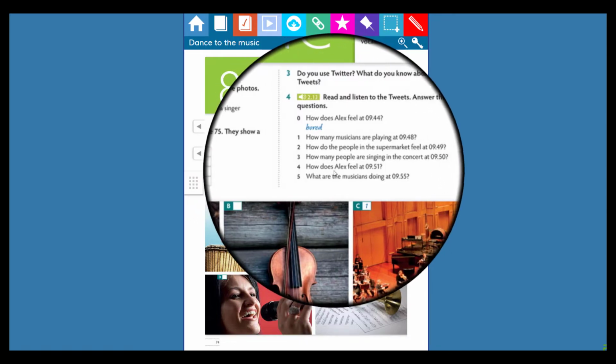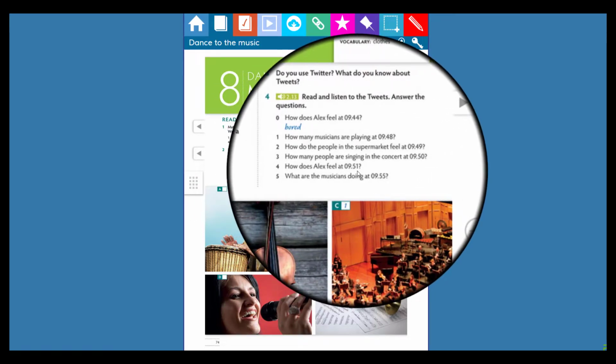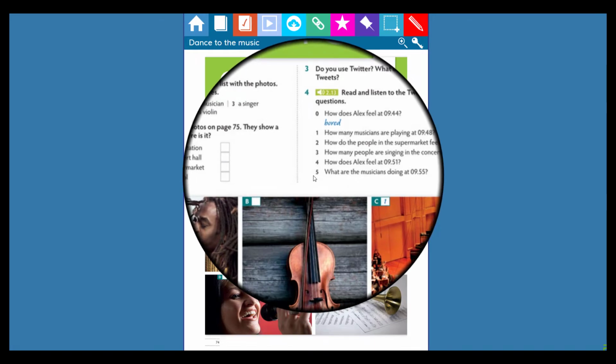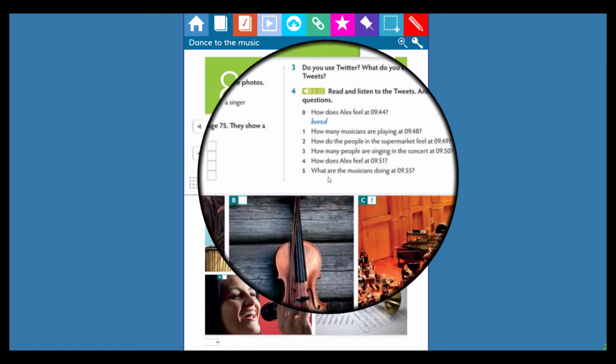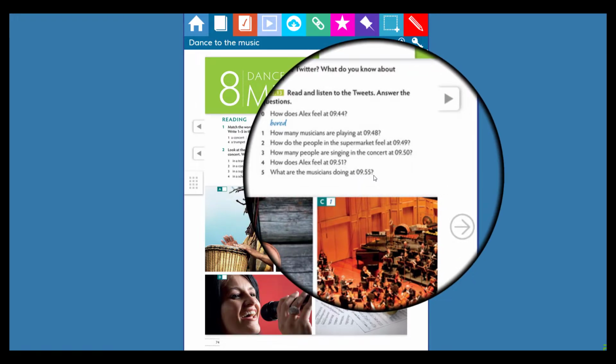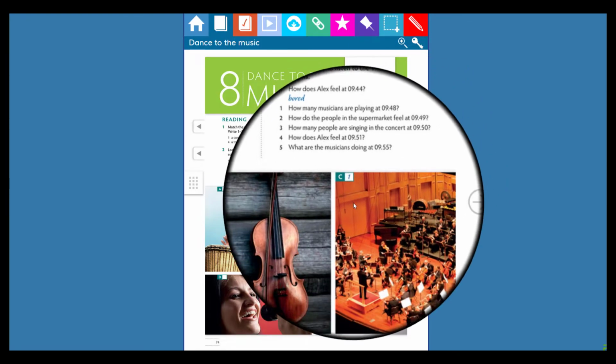Number 4. How does Alex feel at 9:51? The answer is he doesn't feel bored anymore. And number 5, the last one. What are the musicians doing at 9:55? The answer is they are leaving. Okay, very good.